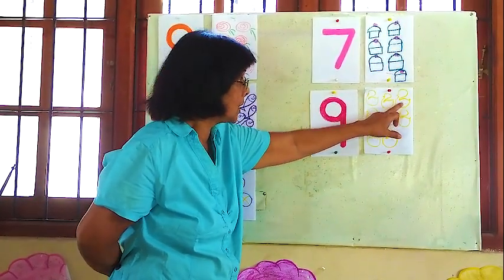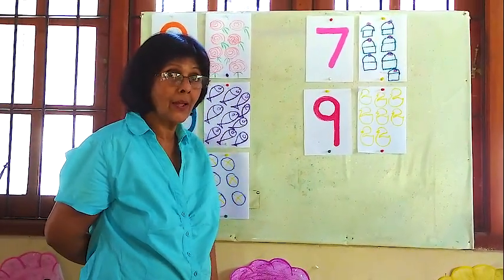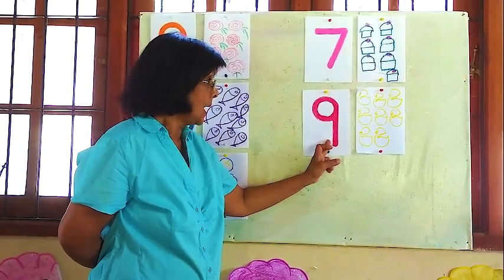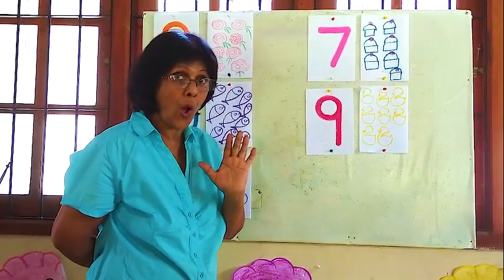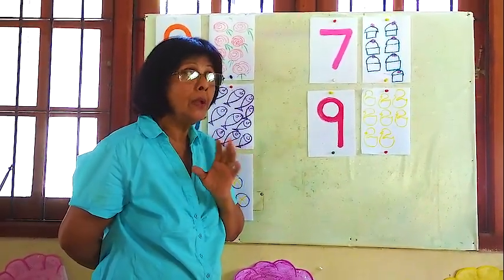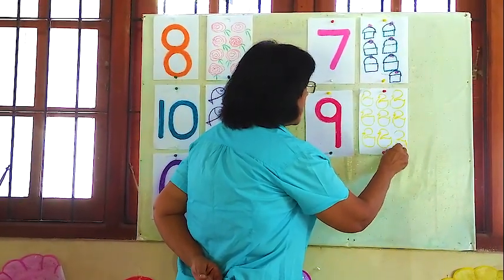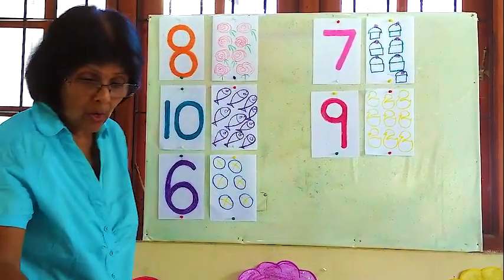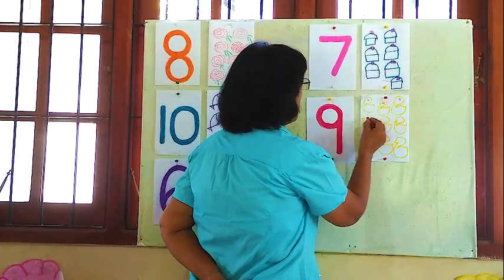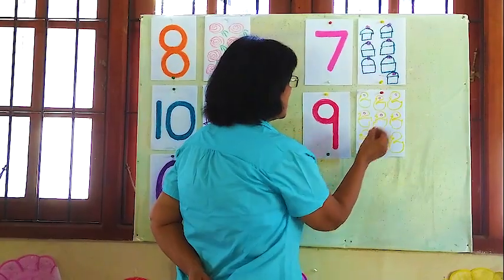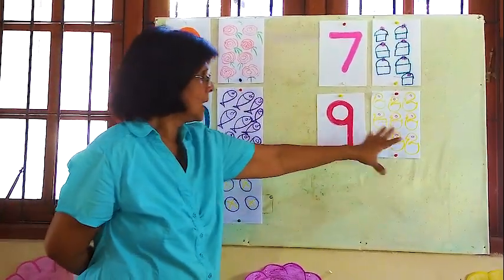Here, how many pictures are here? 1, 2, 3, 4, 5, 6, 7, 8. Is it correct? This is number 9. Here, 8 pictures. Is this correct? No, this is wrong. We have to draw exactly 9. 9 pictures. So I have to draw another one to make 9. Okay. Now we'll count again and see. Here 1, 2, 3, 4, 5, 6, 7, 8, 9. Now correct.